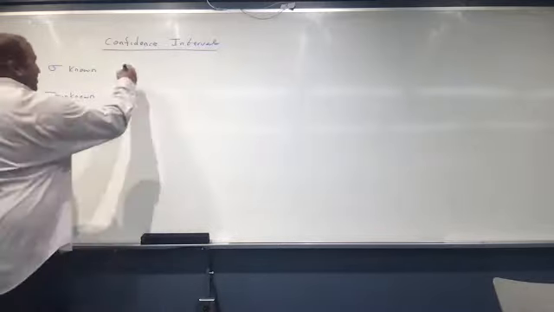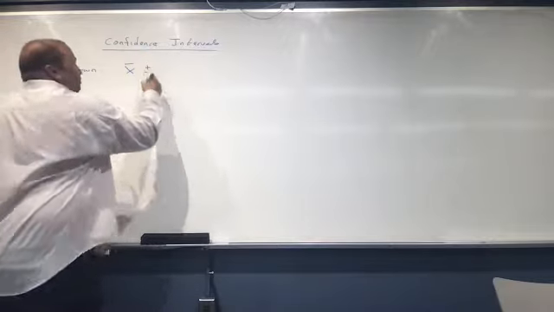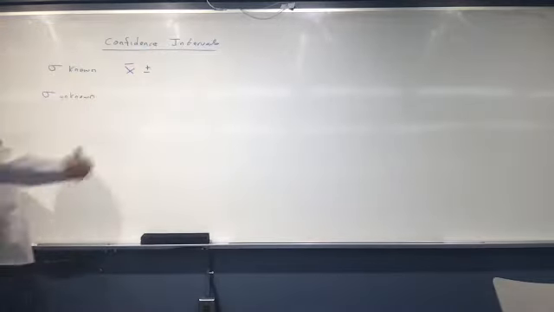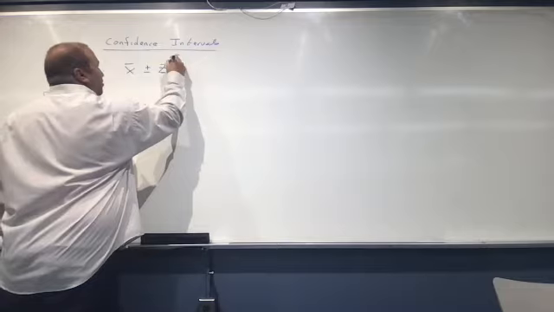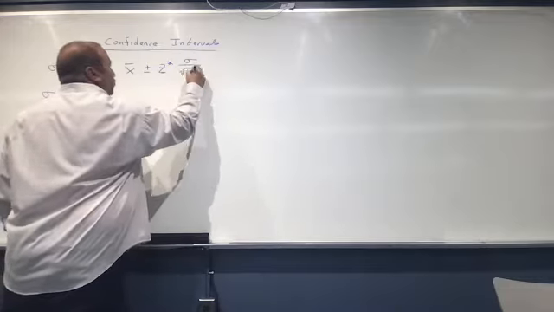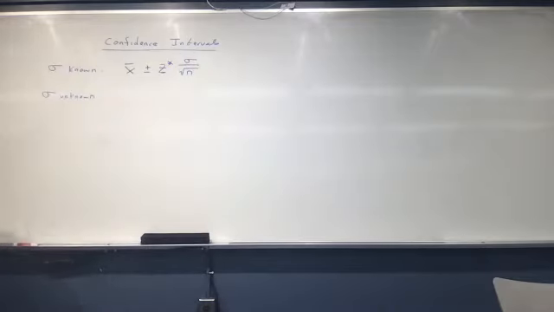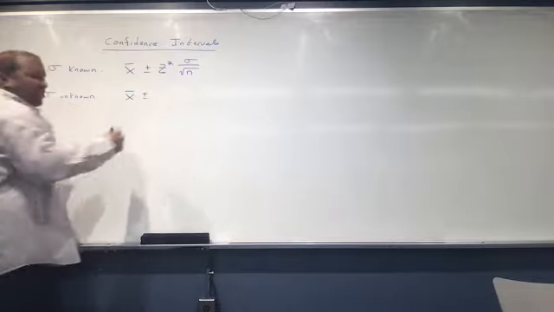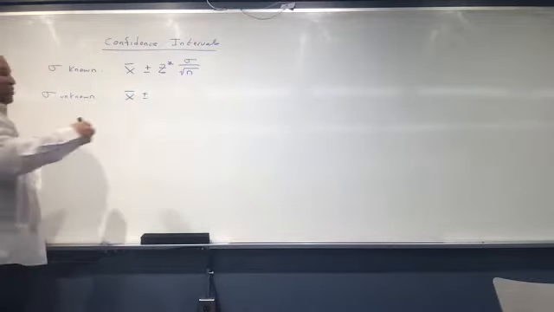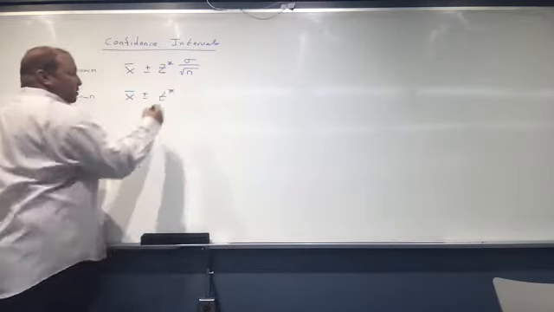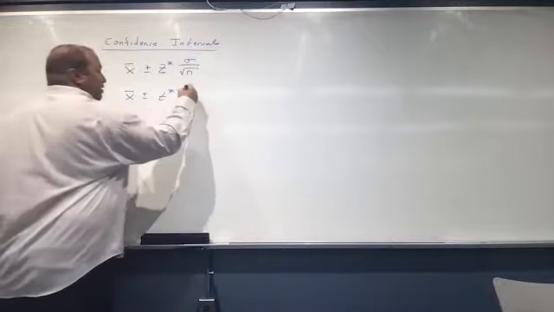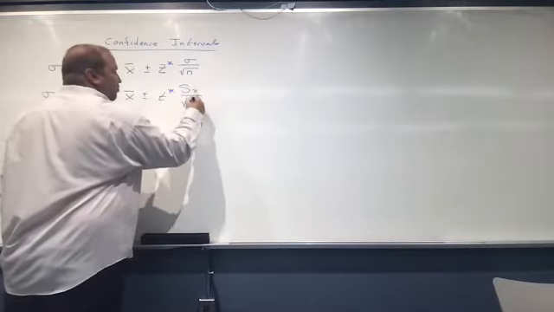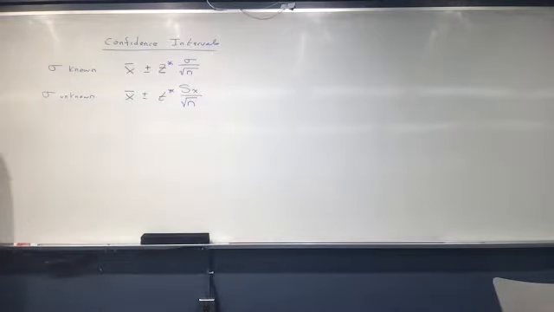So, X bar plus or minus Z star times sigma over the square root of n. I remember this. Great. And what's the formula for when sigma is unknown? X bar plus or minus T star times S of X over the square root of n.